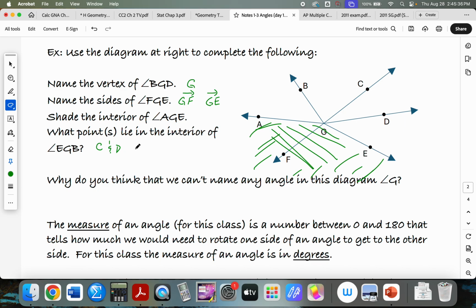No. It'd be like if I had a class where I had two people who had the same name and I just called their name. Nobody knows which one I'm talking to, right? So that's because there is more than one angle. With its vertex at G. Or you could say that all of those angles have their vertex at G.